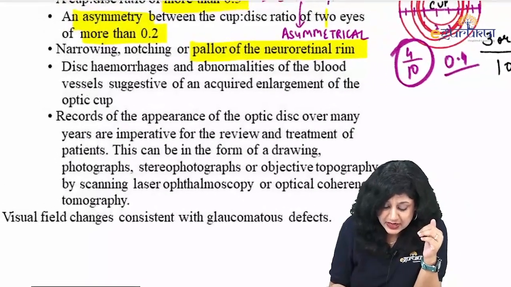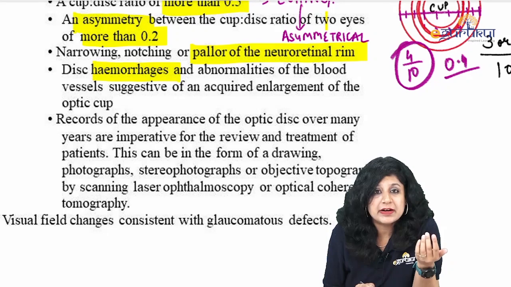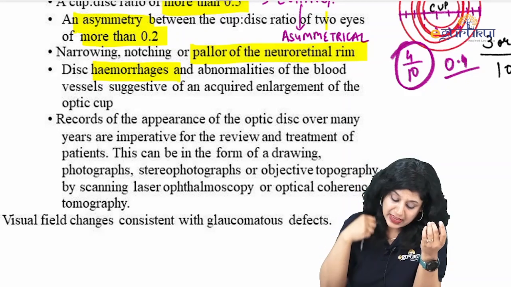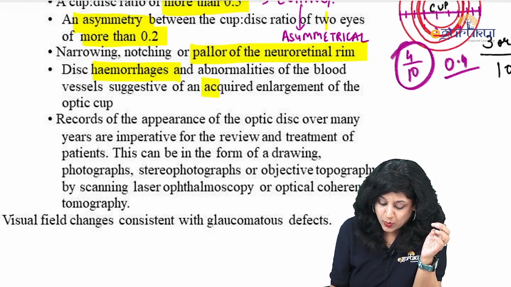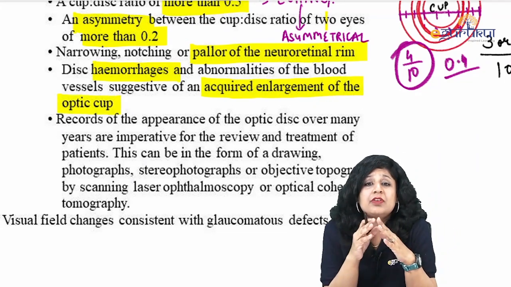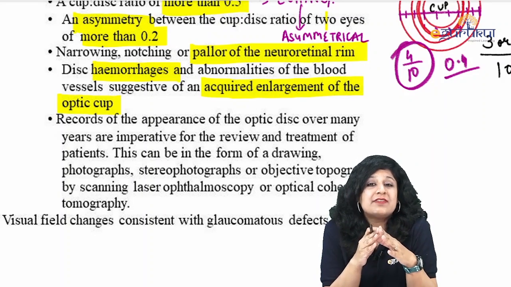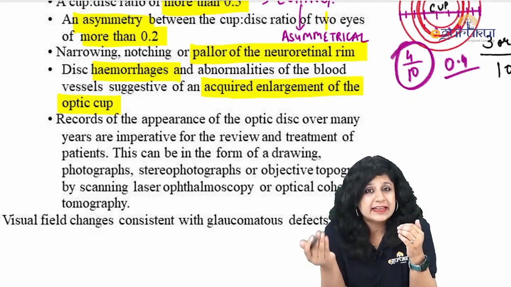Then the other things, we will also have the disc hemorrhages. These hemorrhages are called as the splinter hemorrhages. We also have the splinter hemorrhages. We have the abnormalities of the blood vessels suggestive of the acquired enlargement of the optic cup. So we are also having some changes in the vessels that we will be discussing. We will have the nasalization of the vessels, bayoneting sign.